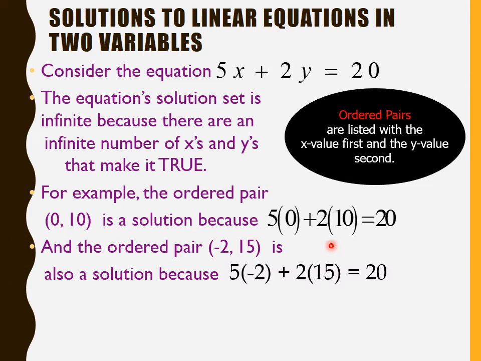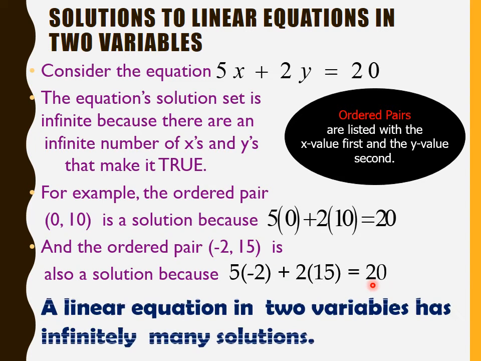Similarly, the ordered pair (minus 2, 15) is also a solution because if we substitute the value of x as minus 2 and the value of y as 15 here, if we calculate, we will get the value as 20. That means the right hand side of the equation matches the calculated value from the equation after putting the values of x and y. Hence, we can say that a linear equation in two variables has infinitely many solutions.